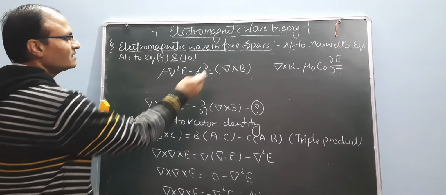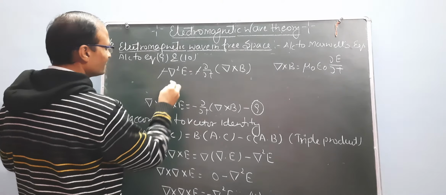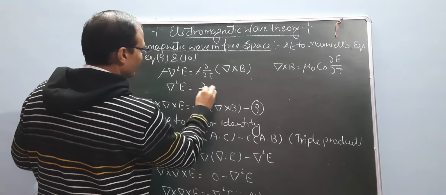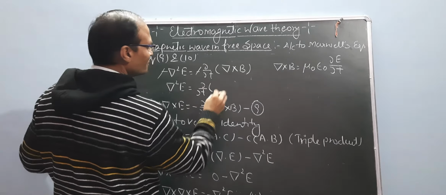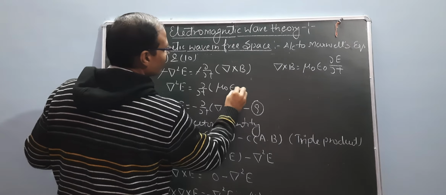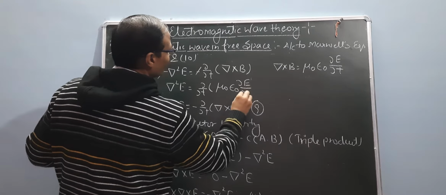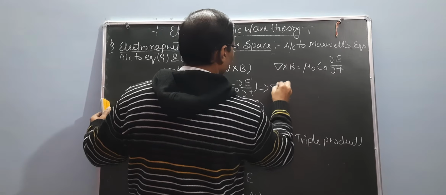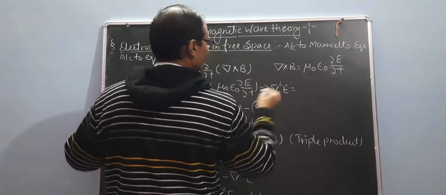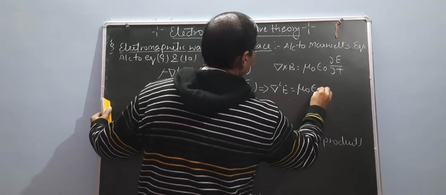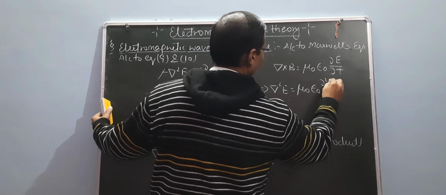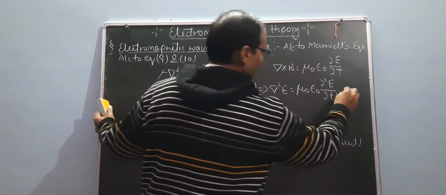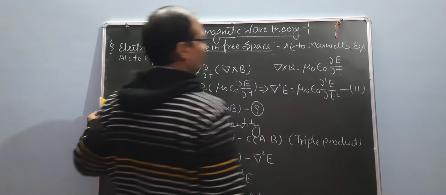So apply this equation in the above equation. Del square E equals del upon del T of del cross B, and del cross B equals mu naught epsilon naught del E over del T. So it implies that del square E equals mu naught epsilon naught del square E upon del T square. This equation is equation number 11.